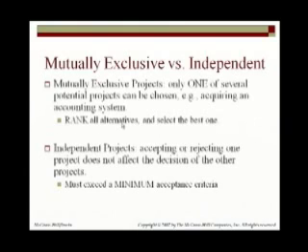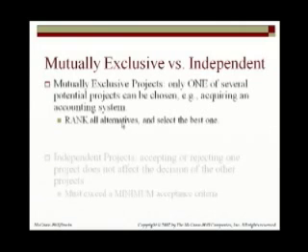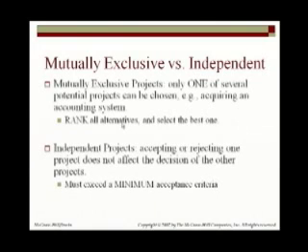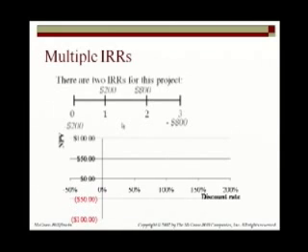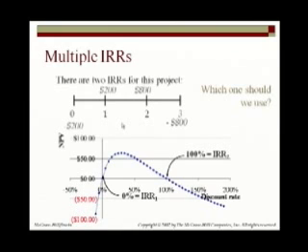Mutually exclusive projects are projects in which only one of several of the potential projects can be chosen. For example, acquiring a new accounting system. The basic approach here is to rank all the alternatives and select the best one. Independent projects, on the other hand, are projects where we can accept every single project that's good. And in this case, all we need to do is make sure that the project has a positive net present value or an internal rate of return that meets our hurdle rate.